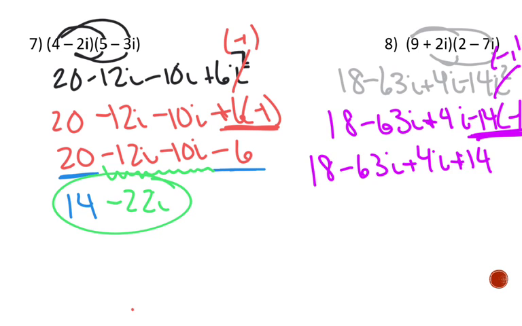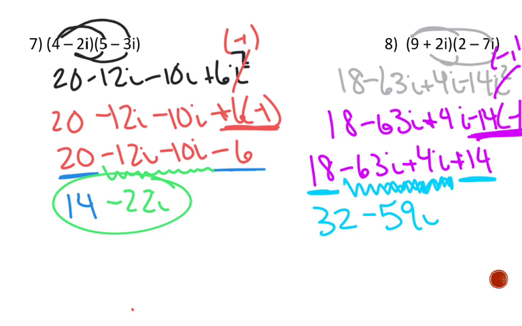So now we'll go back and combine our like terms. So the real part would be 18 plus 14, which is 32. Then we'll combine the imaginary parts, which is negative 63i plus 4i. So that's negative 59i. That's our final answer.